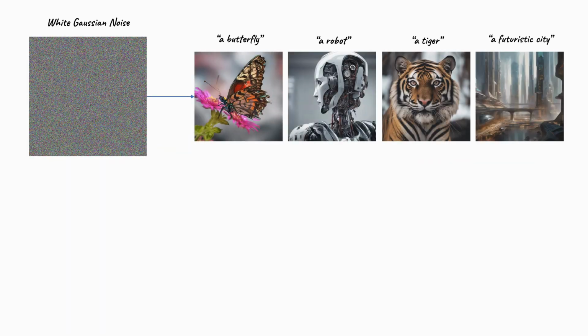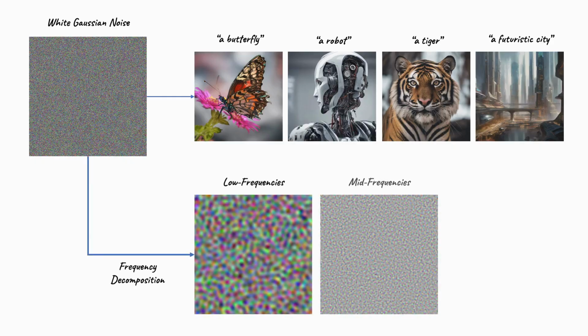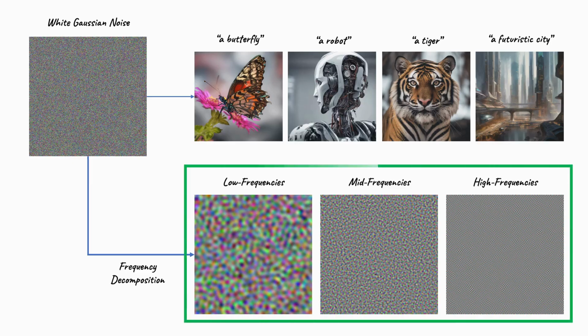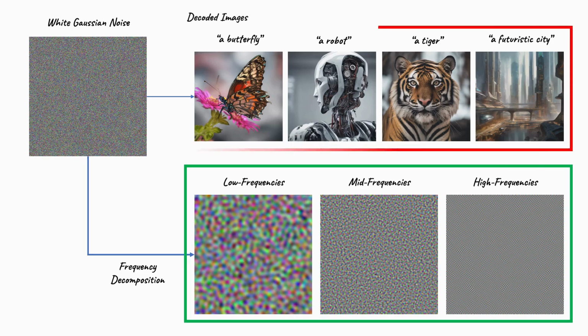The ability to generate many different images from the same noise comes from its whiteness. White noise has equal energy across all frequencies, meaning it carries no built-in bias toward any specific type of structure. In this work, we investigate how different frequency components of latent white Gaussian noise influence the visual attributes of the decoded image. Our hypothesis is that although all frequencies have similar strength in the noise space, they play distinct and unique roles in the final decoded image.